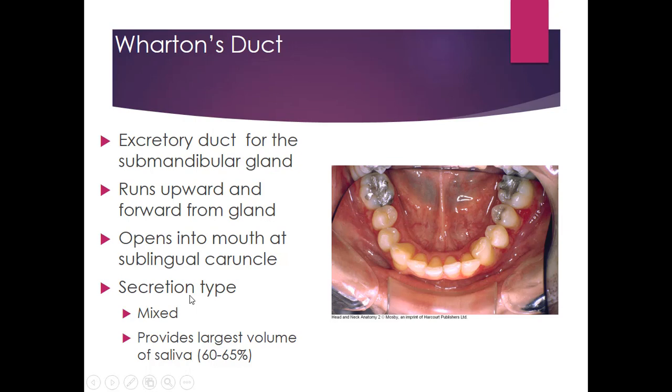The secretion of the submandibular gland is the one that is mixed, okay? It does both serous and mucus secretions, and this one provides the largest volume of saliva. 60 to 65% of the saliva in the mouth comes from the submandibular gland, as opposed to the large parotid gland, which is only responsible for about 25%.